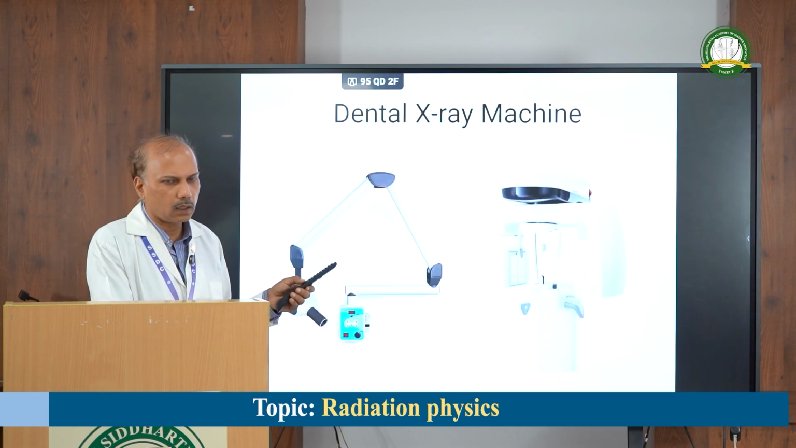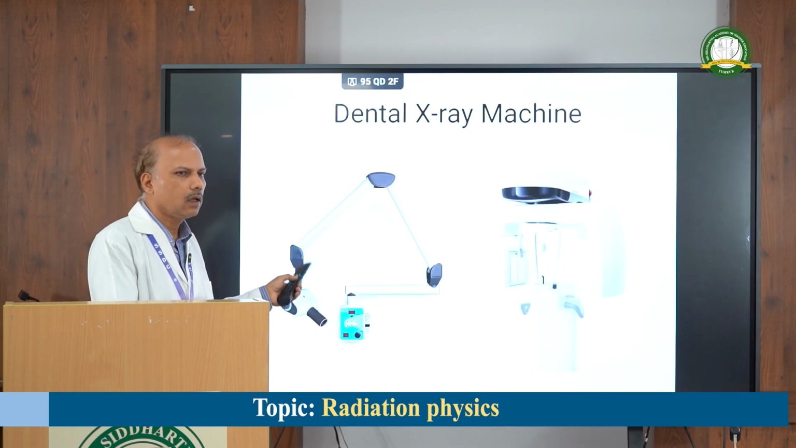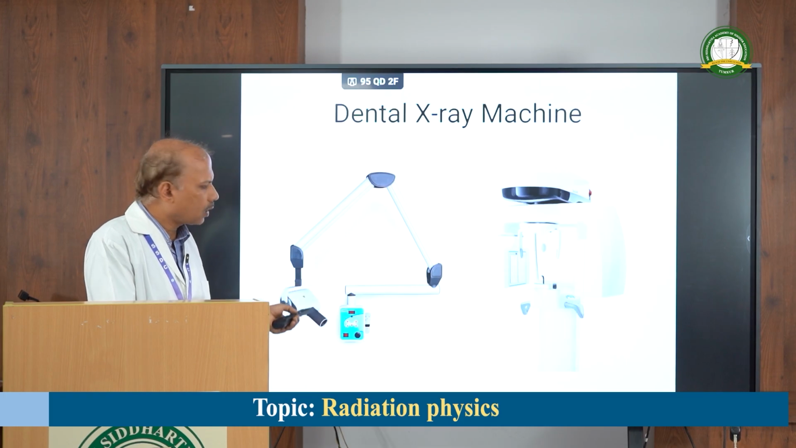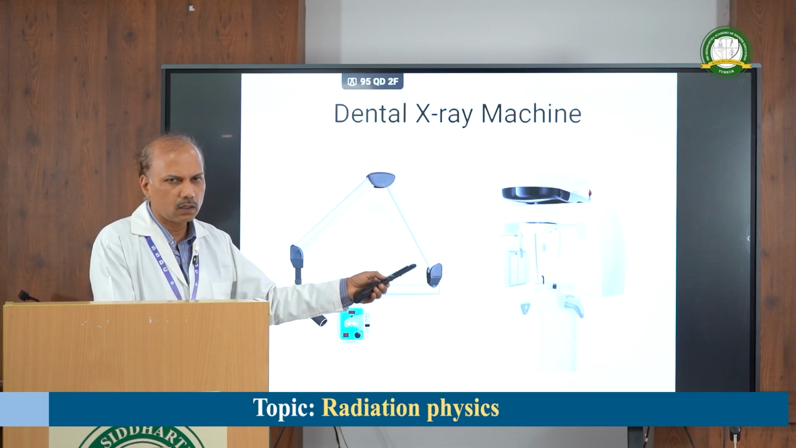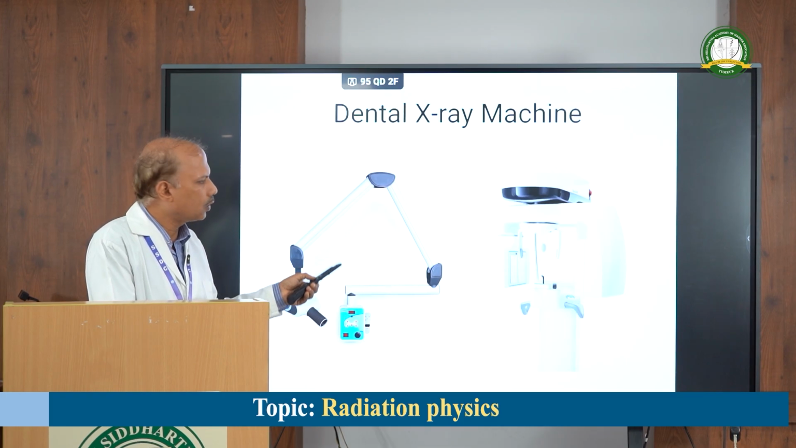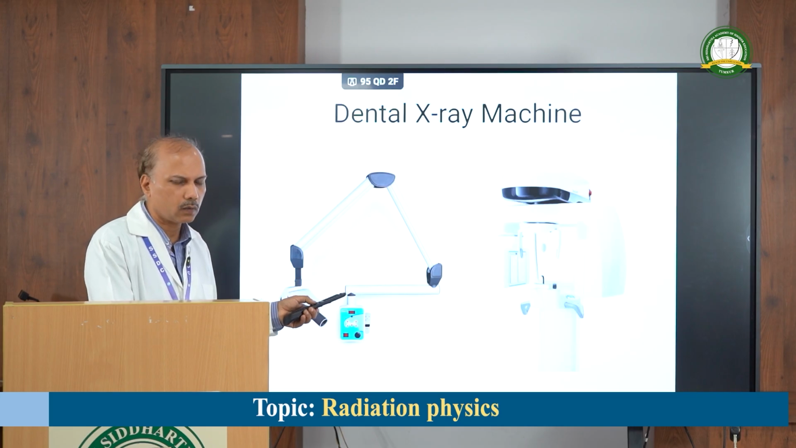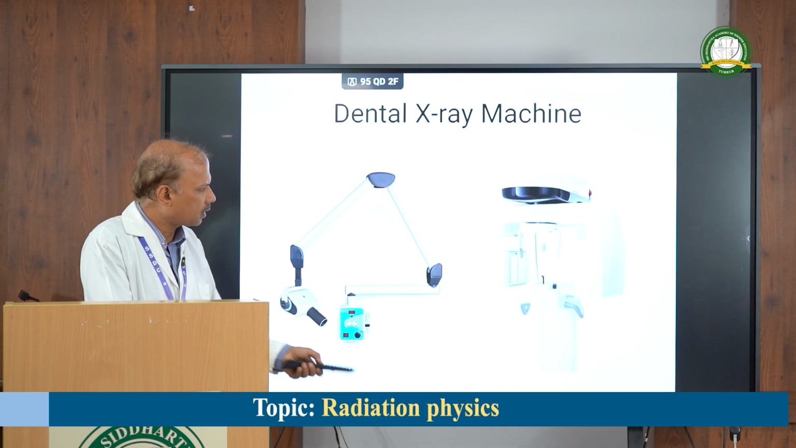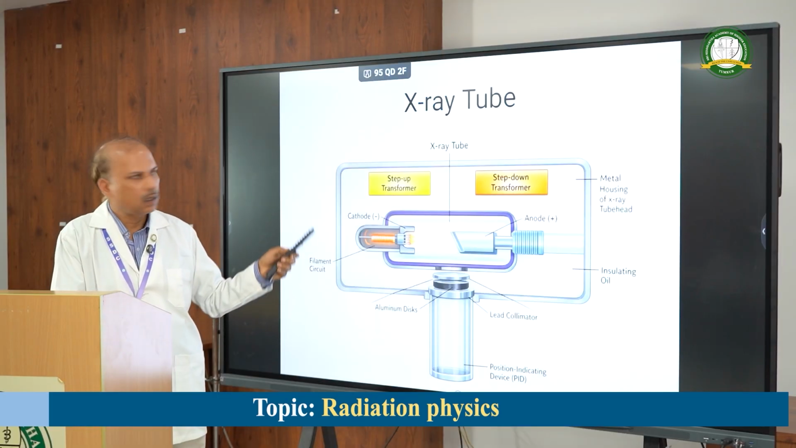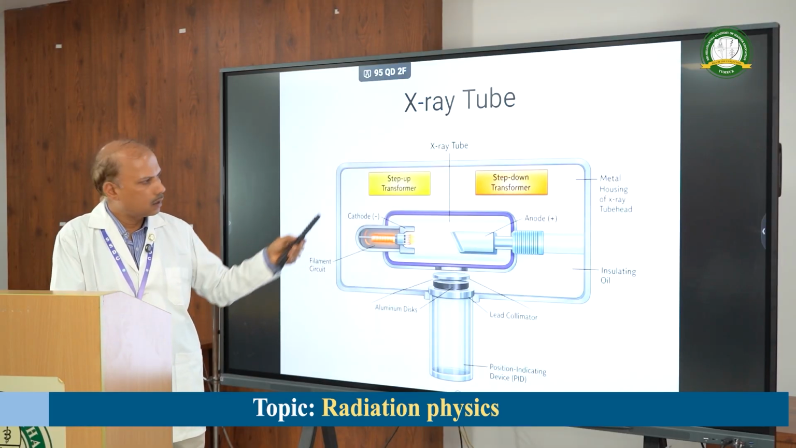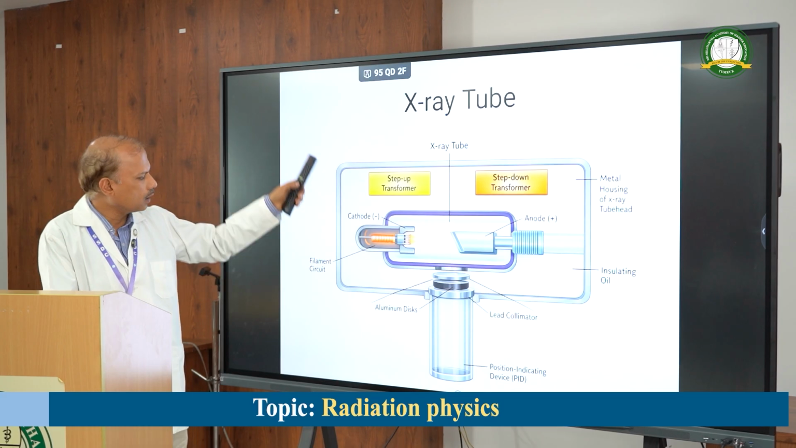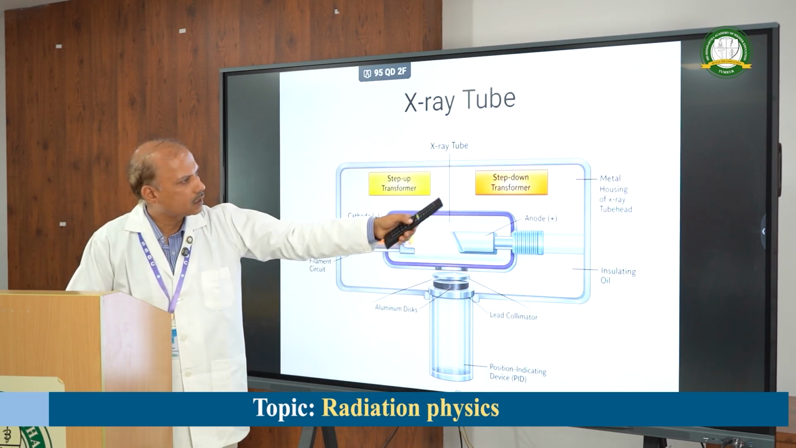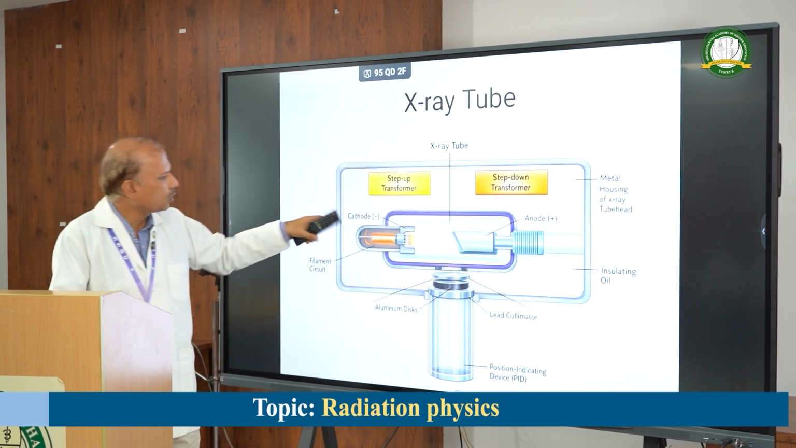So what are the dental X-ray machines? Dental X-ray machines include intraoral X-ray machines and extraoral X-ray machines. Basically, the X-ray tube is the same in most of the dental X-ray machines, and the basic structure of an X-ray tube appears like this. It has an outer housing which is made up of lead. This is the outer housing.